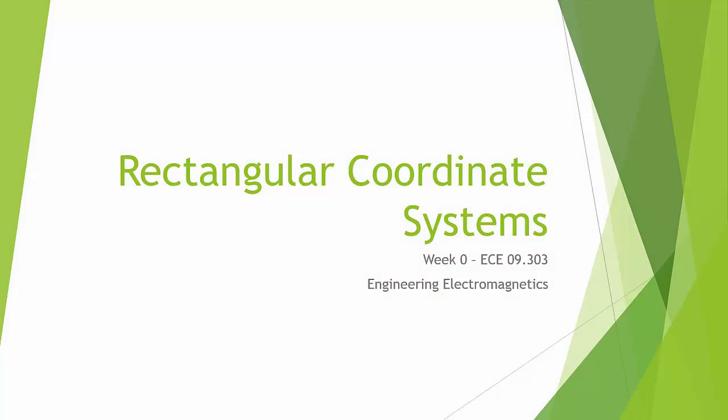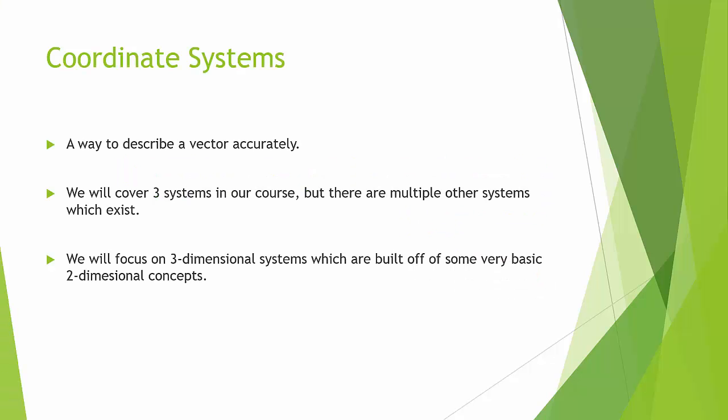When working with vectors, you need a way to describe its characteristics, whether that be by length, angle, projections, distance. All of these need some sort of tool to be able to actually measure against. And that's exactly what a coordinate system is. By the book, it says that a coordinate system is a way to describe a vector accurately.